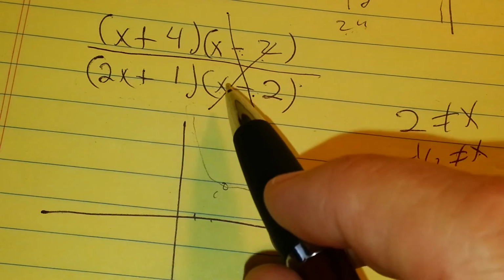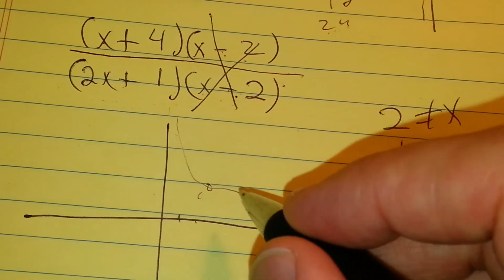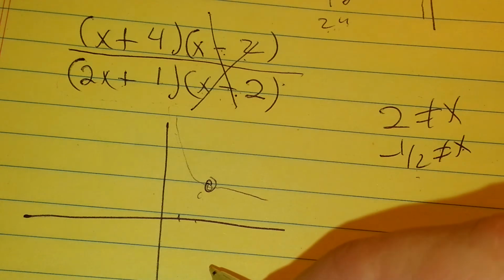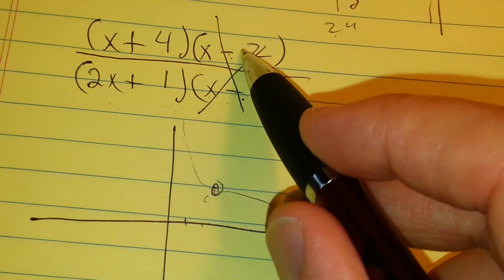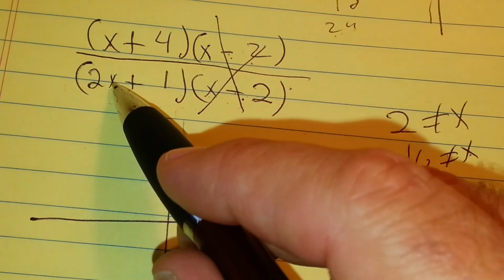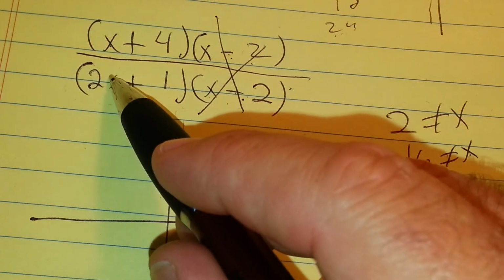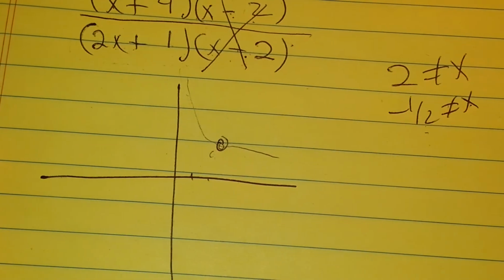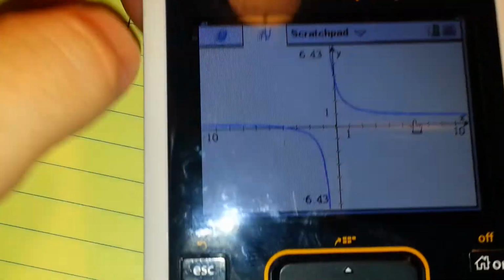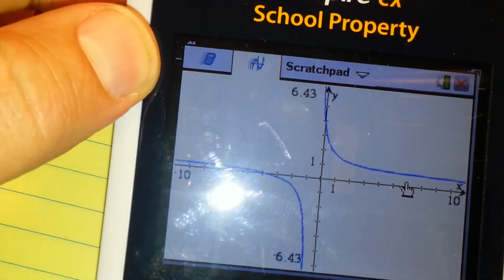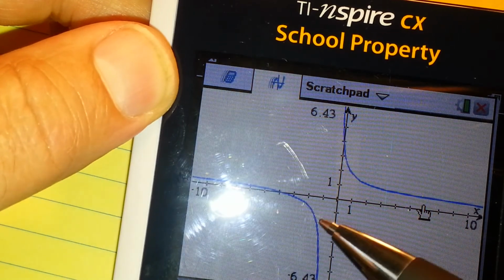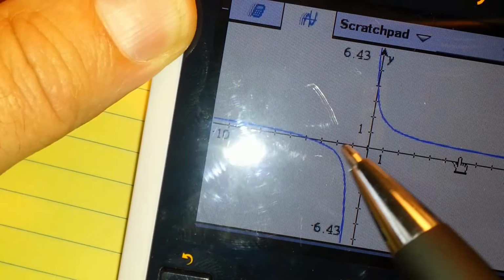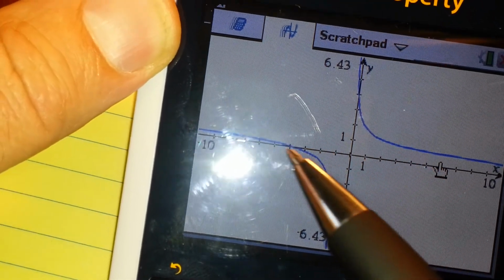Anyway, when you have a removable discontinuity, it's just going to be a hole in the graph like that. But when it's not removable by being canceled out, it's a no-kidding asymptote at whatever that value is, and this value is negative 1/2. Here's the graph right here, and you can see where this graph hits negative 1/2 and bends down, and this graph comes over. But notice where this horizontally hits an asymptote and levels off.